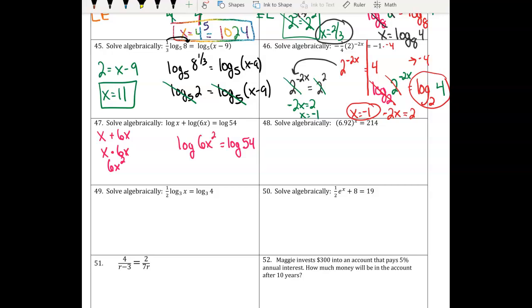And now that they both have their invisible base of 10 there, I can cross these off. And now this is just a regular simple problem. Divide by 6, and then square root. And remember, when we square root, we get 3 and -3.